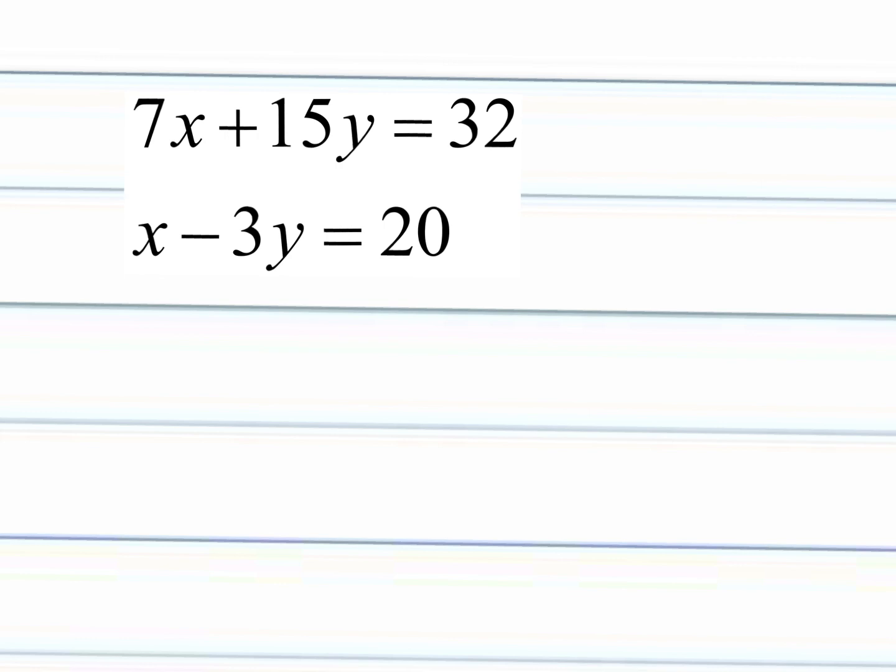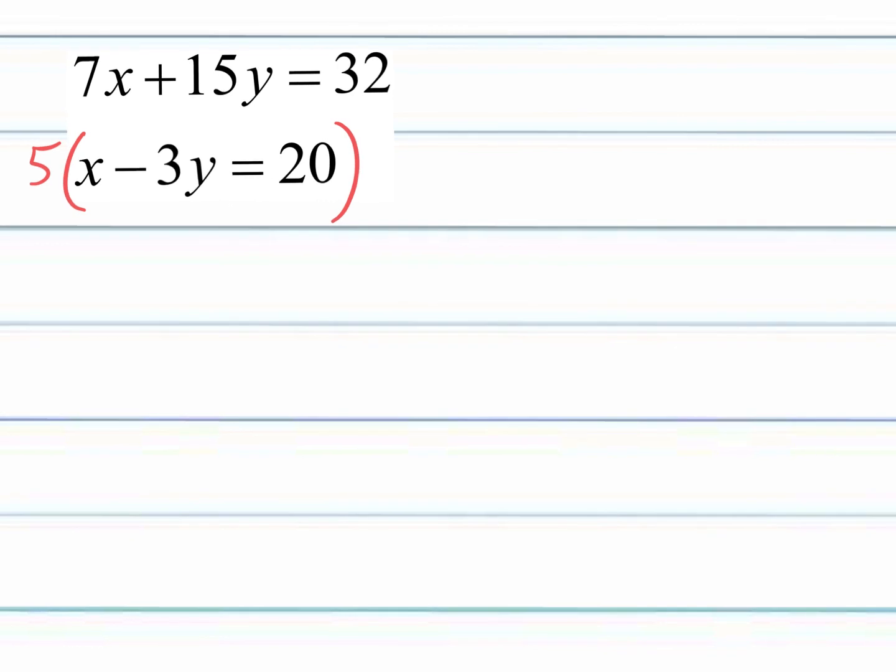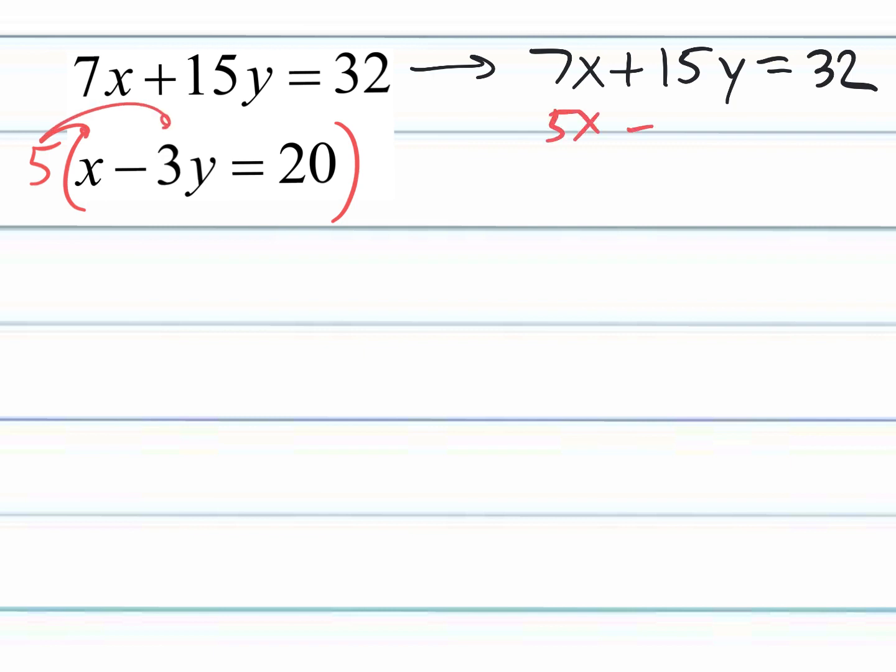So that's why I went through that thought process. Hopefully you guys understood it. We are going to multiply the bottom equation by 5 to cancel out the y's. And I hope everybody's keeping up with me as we go. So the top equation, we're just going to rewrite it right here. 7x plus 15y equals 32. Bottom equation, we're going to distribute 5 times x, 5x. 5 times negative 3, negative 15 with the y. 5 times 20, that is 100.